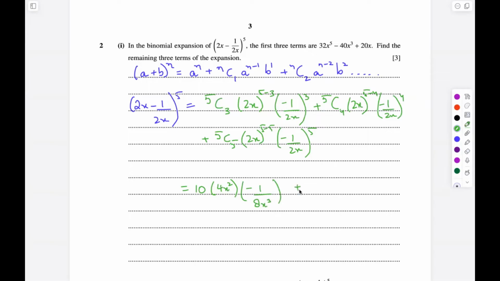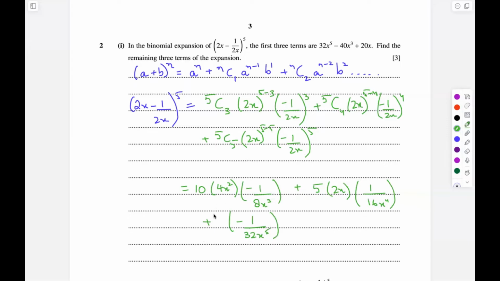Plus 5c4. So 5c4 in the calculator is 5. This will become 2x to the power 1, so that will be 2x, and minus 1 upon 2x to the power 4, so that will become a plus 1 upon 16x to the power 4. And finally, the last term, which was 5c5. So 5c5 is 1. This will become a power 0, and we'll have minus 1 upon 2x to the power 5. So that will be 32x to the power 5.